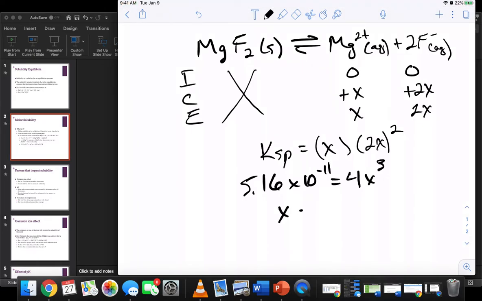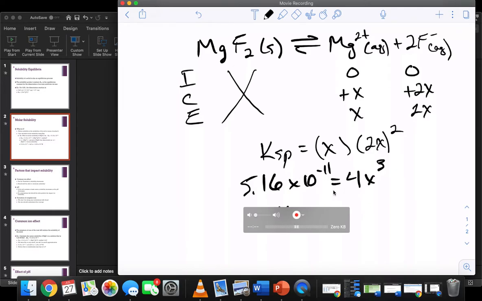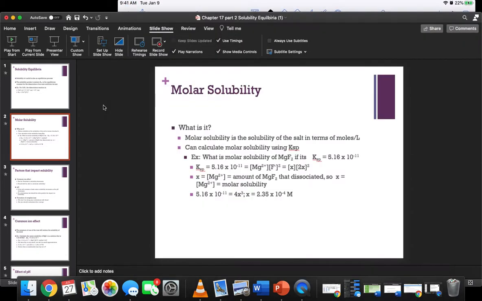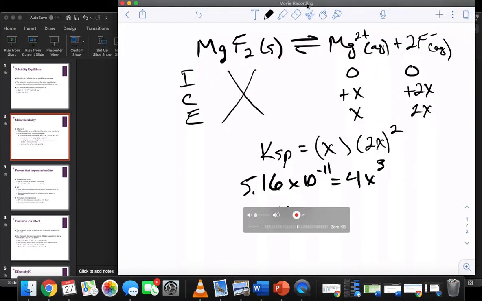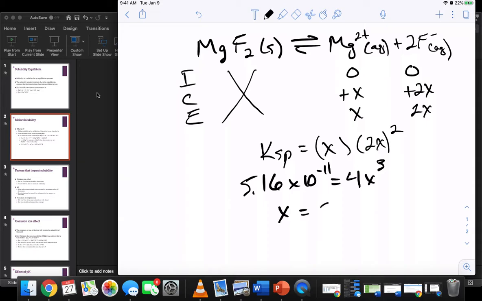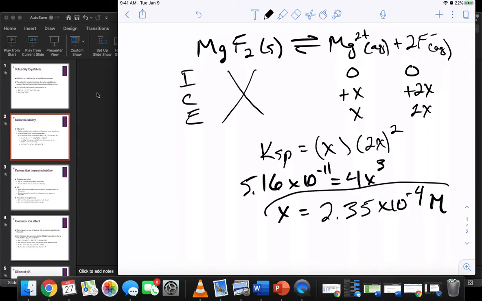And now I can solve this for x. I can take 5.16 times 10 to the minus 11, divide it by 4, and then, to get rid of this x cubed, I take all of this left side to the 1/3 power. And I think I have this in the slides, so I'm just going to grab from here. Looks like about 2.35 times 10 to the minus 4 is what that comes out to at the end. And then unit-wise, since it's molar solubility, we are going to get molarity as our final unit.